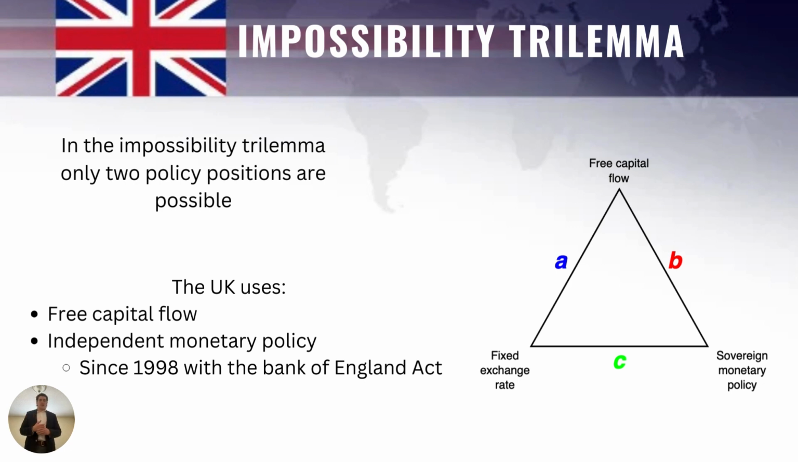So the UK uses free capital flow and independent monetary policy. They've been using independent monetary policy since 1998 with the Bank of England Act. And it's clear that they don't have a fixed exchange rate, and they don't peg their exchange rate for anybody.